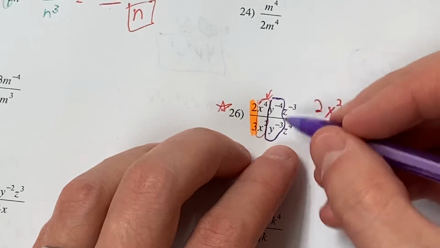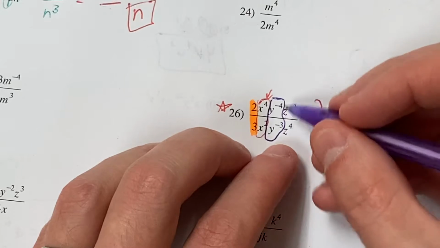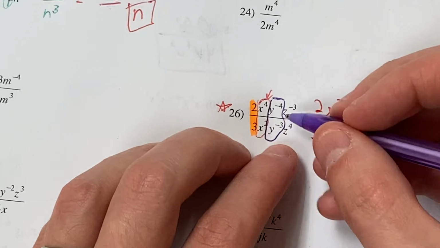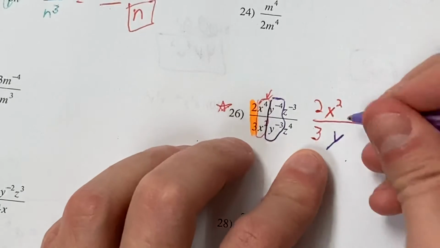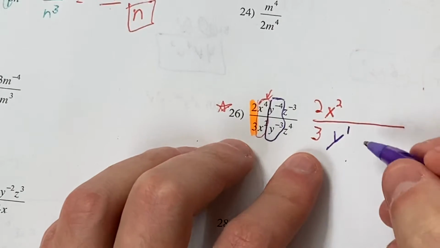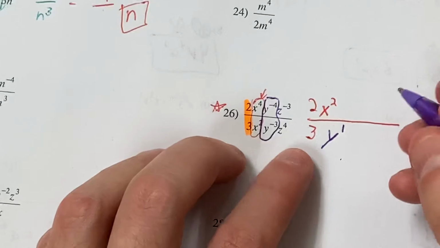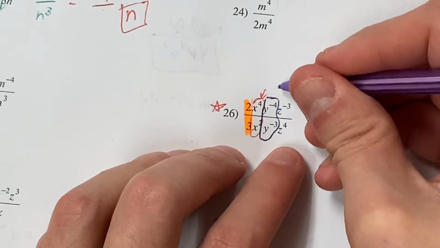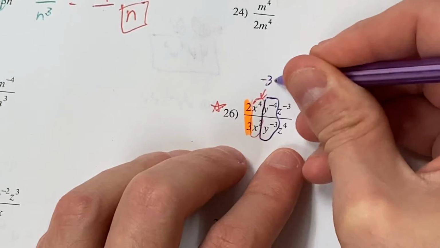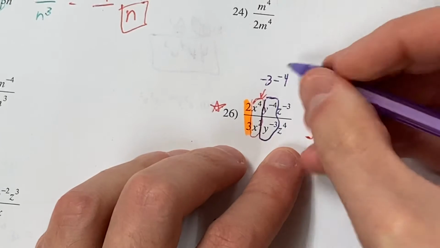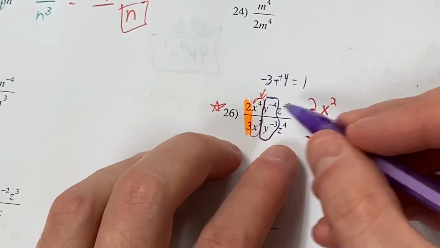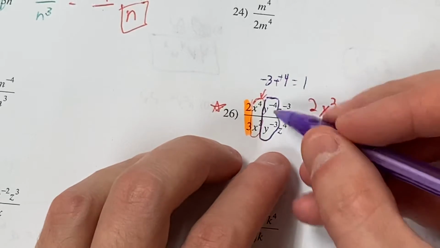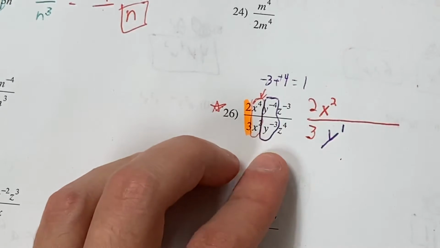And then negative 4 and negative 3, they differ by 1. They are 1 apart. So this will be y to the 1st. You could, of course, do negative 3 minus a negative 4, which turns into a plus, so you get 1. That works as well, but if you can just picture that they differ by 1, then you're good to go.